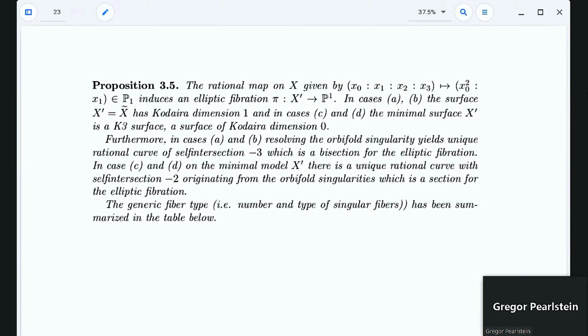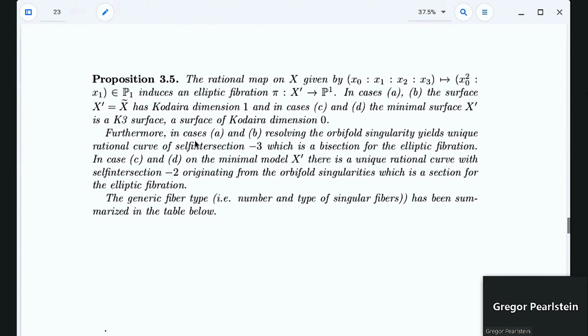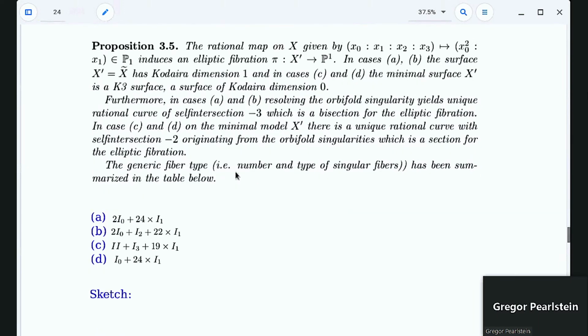And so when you resolve the orbifold singularities, you get a rational curve of self-intersection -3, which is a bisection for the elliptic fibration. The situation with C and D is a little bit more complicated. Now you could ask me, how do I know this has Cattani dimension 1? Basically, the answer is you go look at some formulas of Cattani. So I'm only going to do a sketch of this.